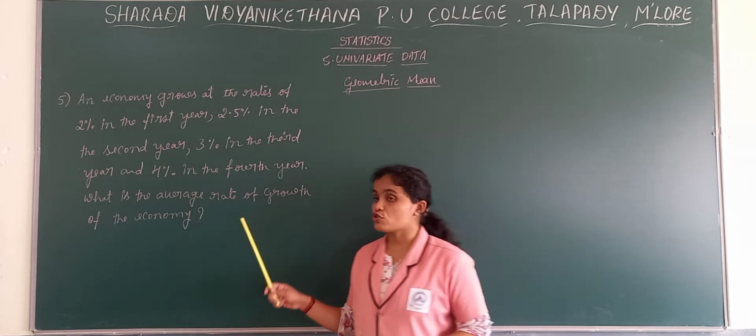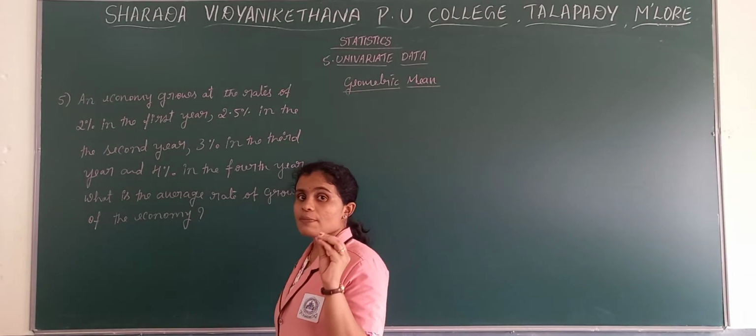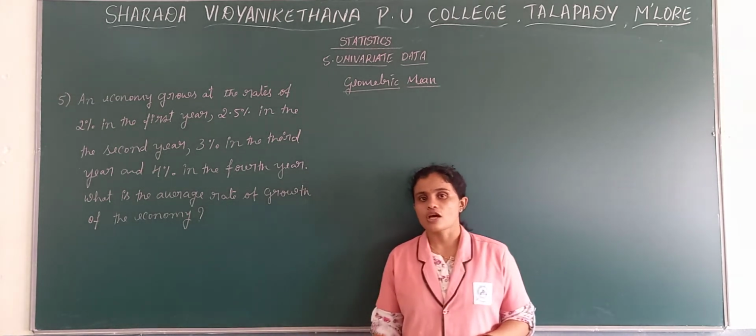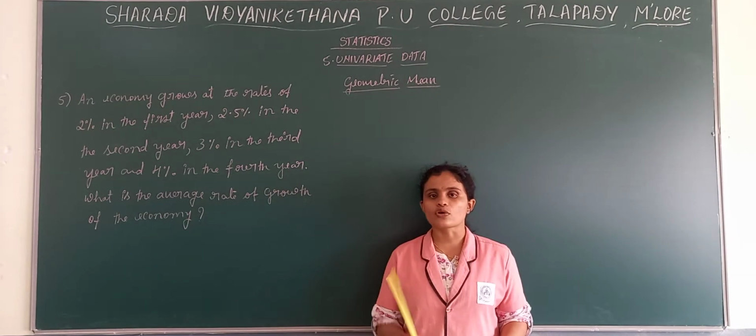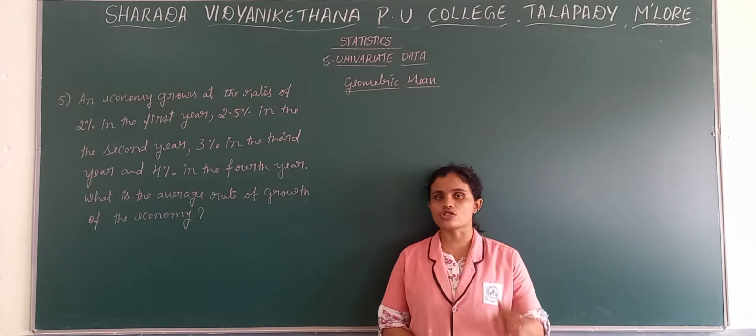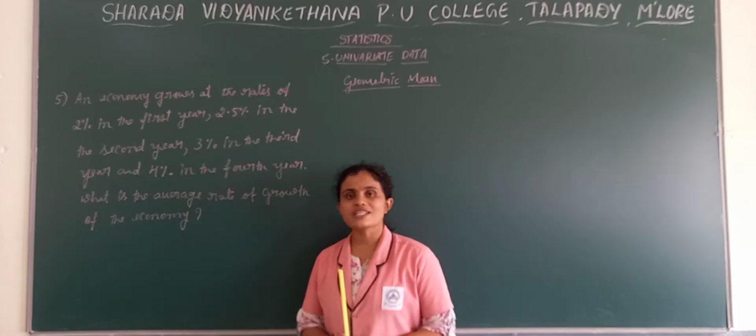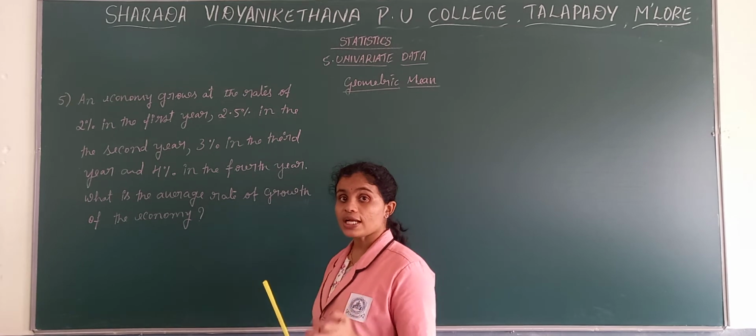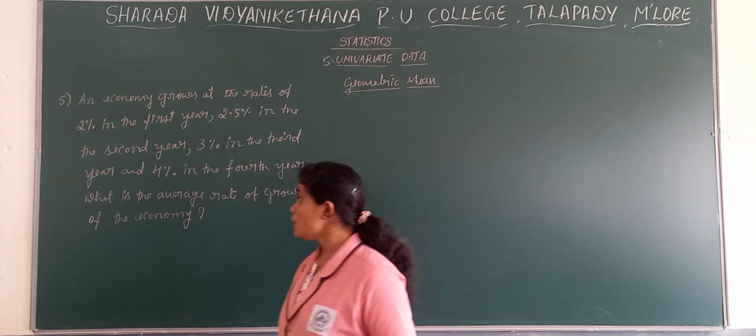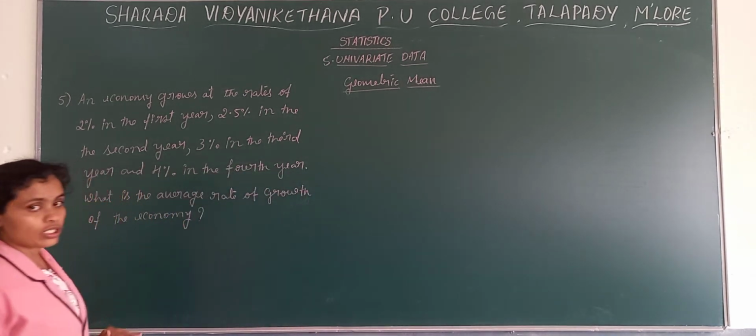Only in the case of geometric mean and harmonic mean, some averages are there, they will not mention. So you need to understand, if it is a growth rate, there you need to use the geometric mean. That you need to remember. So here, how to take this particular problem?